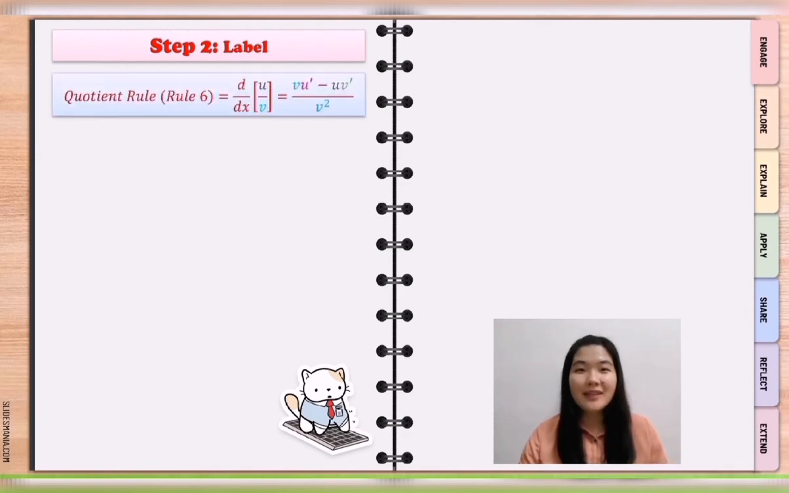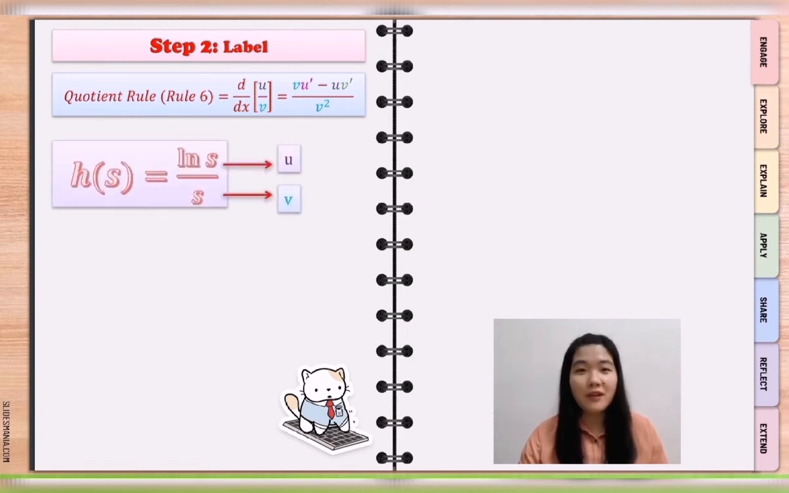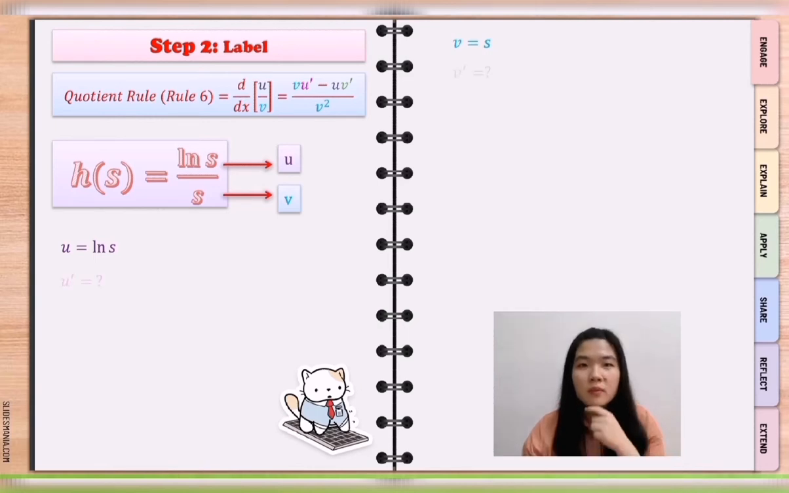Step 2. Label. To make it easier to answer this question, we need to label it out one by one. U is the numerator and V is the denominator for this rule. Therefore, we can say that U is equal to ln s and V is equal to s. What are U prime and V prime? U prime is the derivative of U and V prime is the derivative of V.